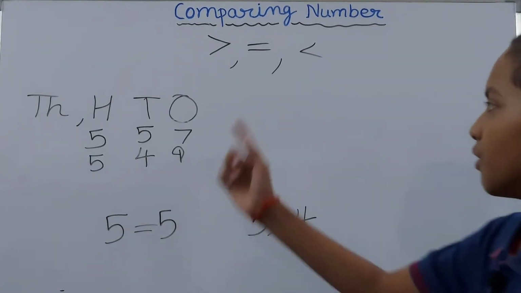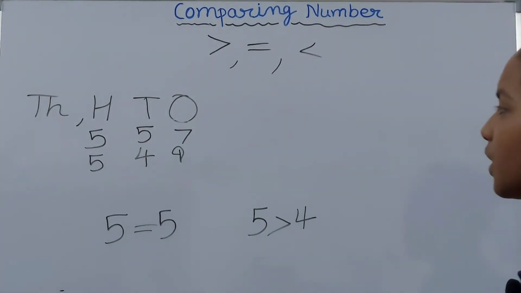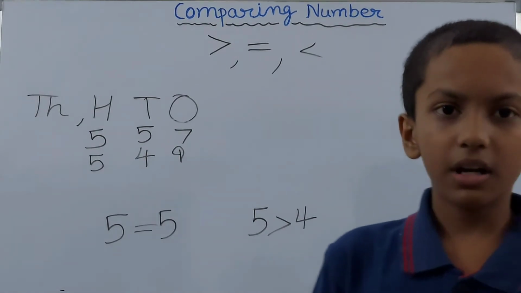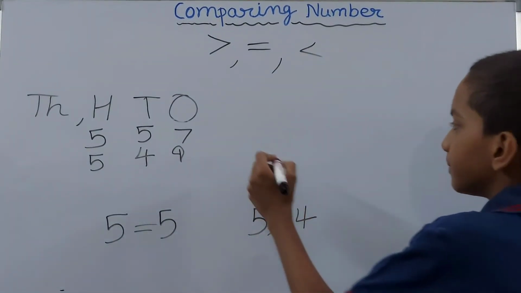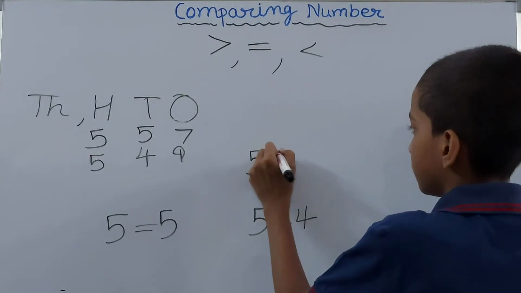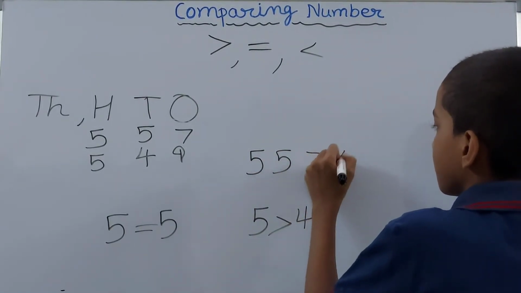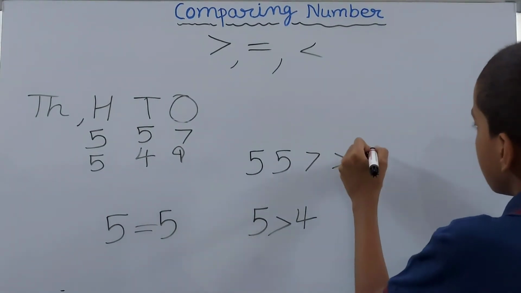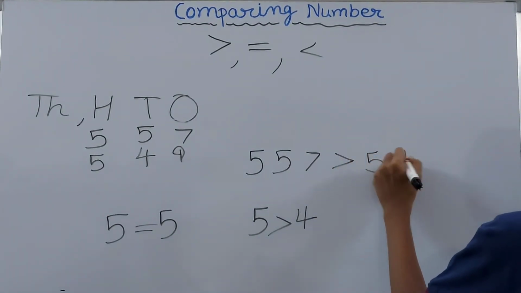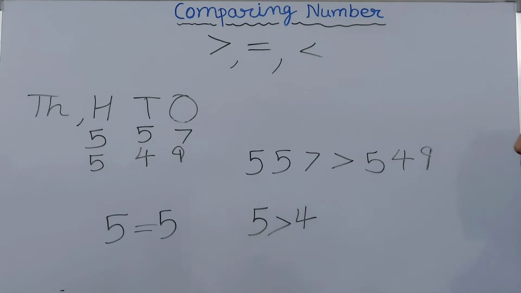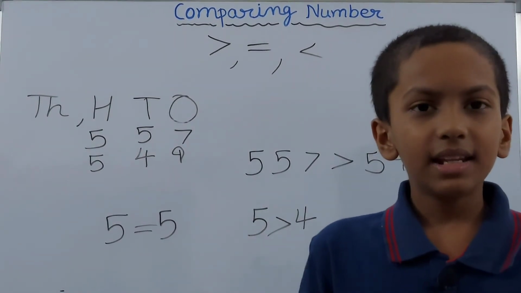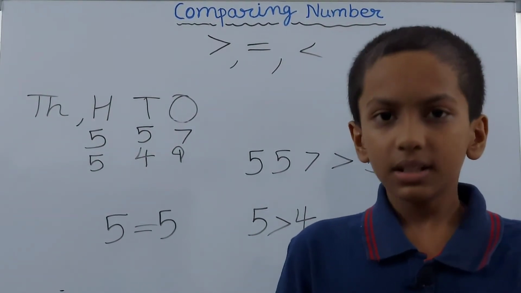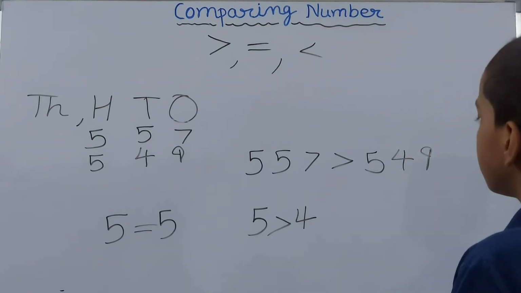That means that 557 is bigger than 549. Now friends, let's see some examples in thousands place.